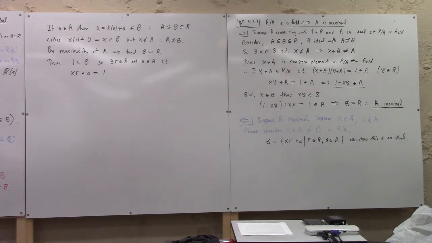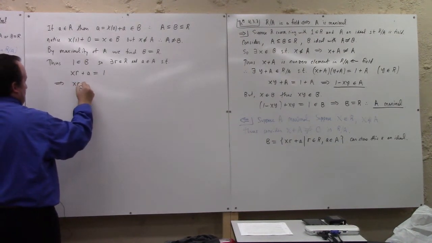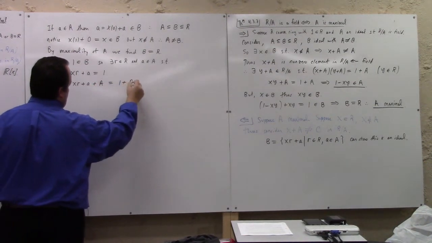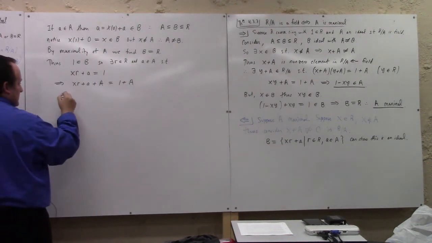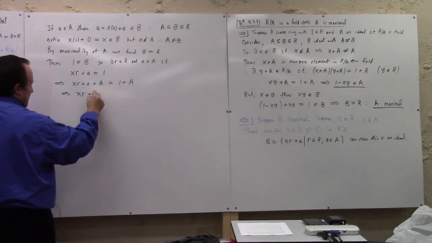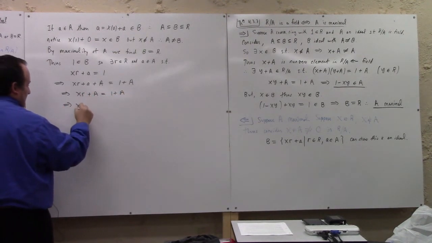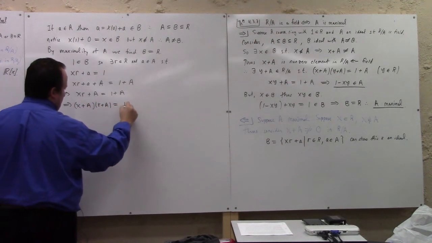But what does that say? This implies that XR plus A is equal to 1 plus A, looking at the cosets, right? But of course, we can absorb A into that. So we've got XR plus A is equal to 1 plus A, which is to say that X plus A times R plus A is equal to 1 plus A, right?